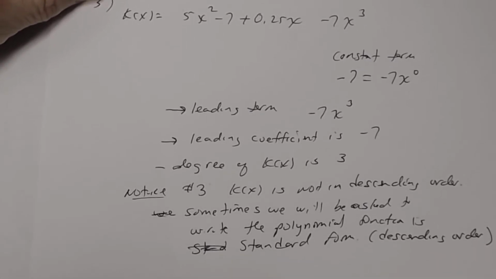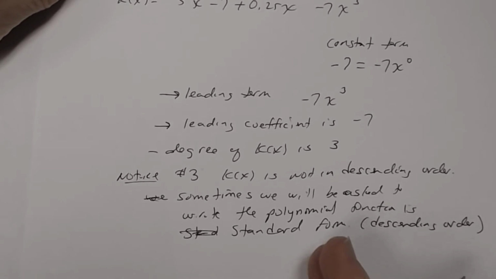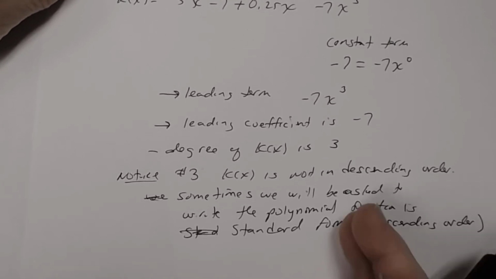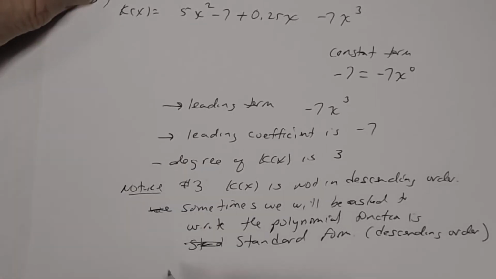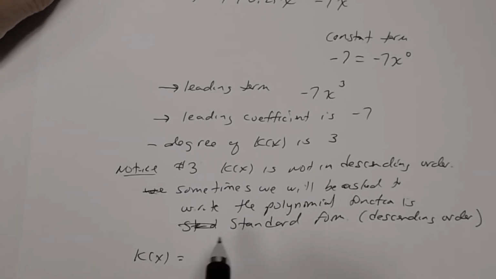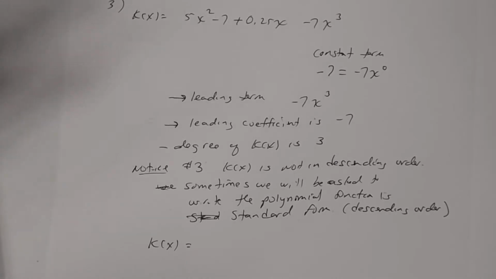Okay? Standard form means descending order. All right. So you're going to write all these terms as separate terms in descending order. Okay? So if we go back to number 3, so k of x in descending order would be, so let me go ahead and decrease the size here so I can get that in. So hopefully you can still see this.